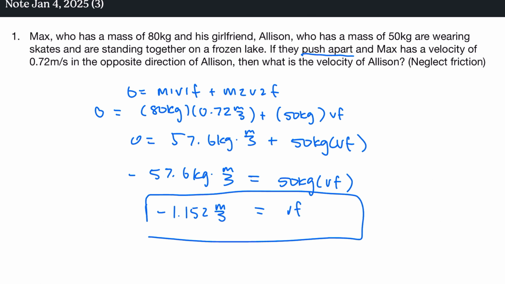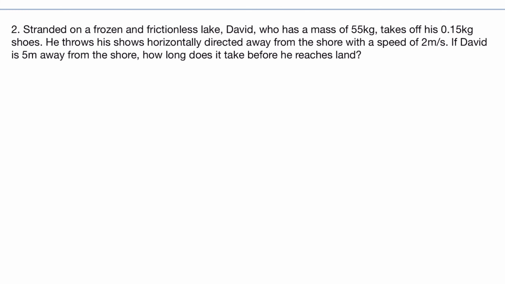Number 2, stranded on a frozen and frictionless lake, David, who has a mass of 55 kilograms, takes off his 0.15 kilogram shoes. He throws his shoes horizontally directed away from the shore with a speed of 2 meters per second. If David is 5 meters away from the shore, how long does it take before he reaches land?